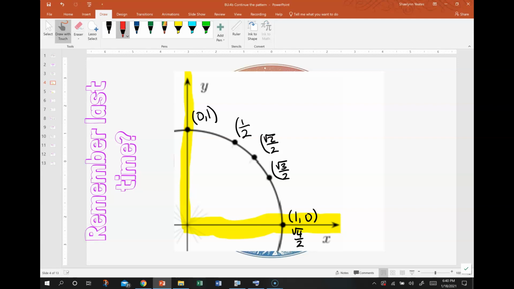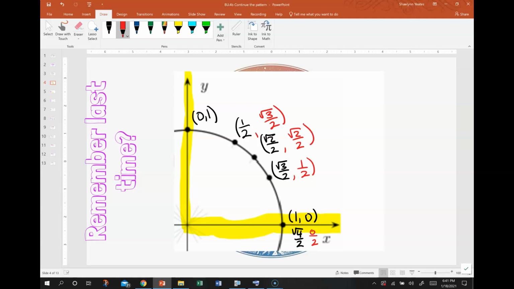This is coming from our 30, 60, 90 triangles and 45, 45, 90 triangles. And 0, think of it as 0 over 2. So this is square root 1 over 2, so this becomes 1/2. This is just square root 2 over 2. This is square root 3 over 2, and ending us on 1. All right, that's the pattern from last time.